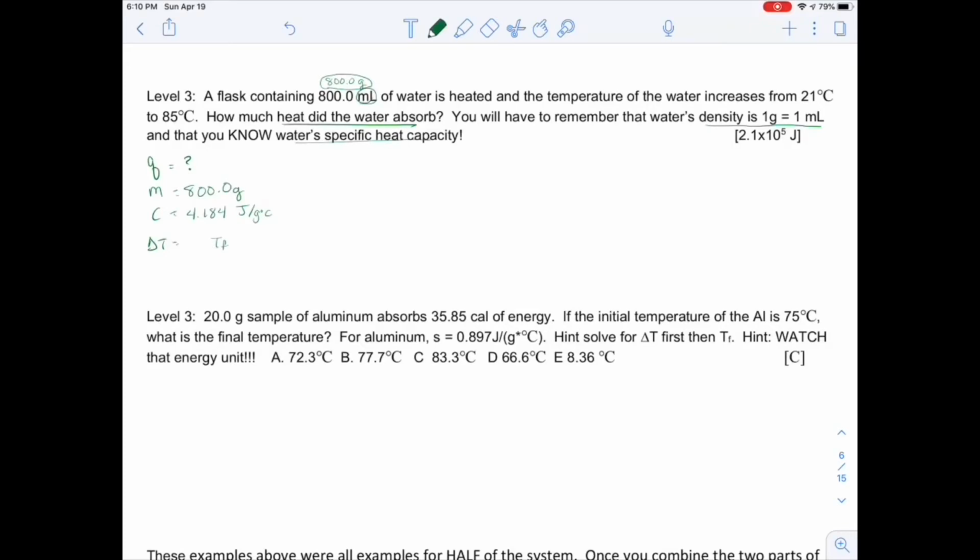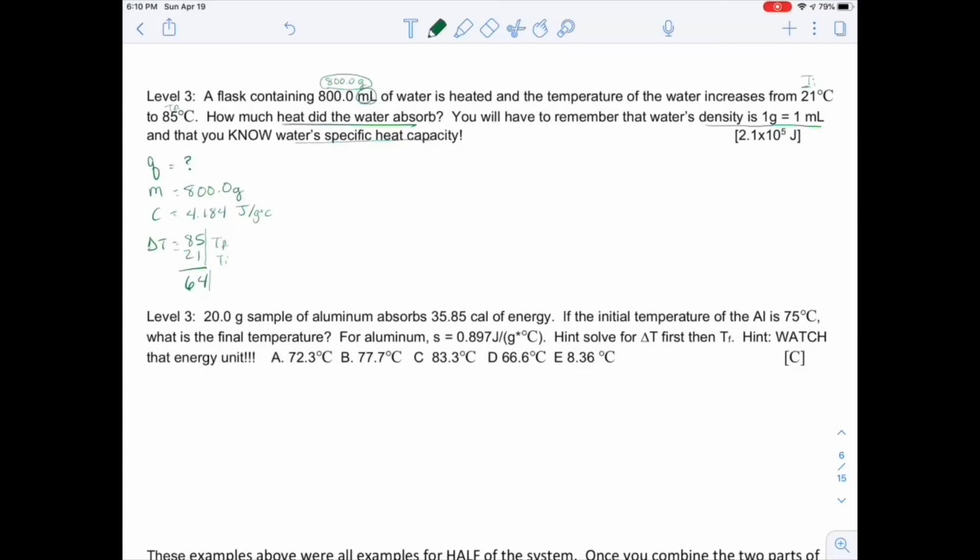And then it says change of T, and notice I'm doing T final minus T initial. So the from is the initial, and the 85 is the final. So T initial is 21, 85 is T final. I'm going to plug those two in. And notice that this one will shorten to the ones position. That gives me 64.